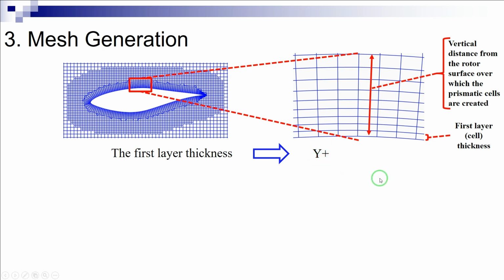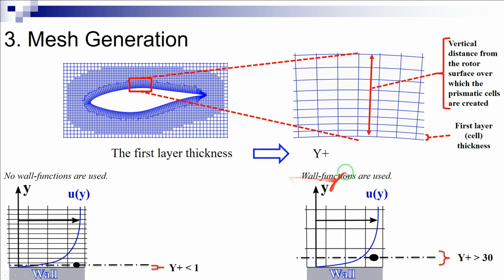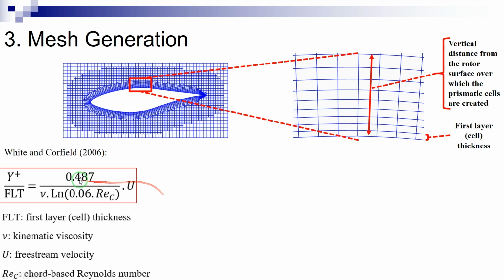Meanwhile, the y plus value is determined by whether the turbulence model uses wall functions to capture the near wall turbulence, which is equivalent to y plus larger than 30, or is capable of resolving the entire turbulent boundary layer down to the viscous sublayer without using any wall functions, which is equivalent to y plus less than 1. To calculate the first layer thickness for the target y plus value, the following equation proposed by White and Corfield 2006 for a turbulent flow over a flat plate is employed.